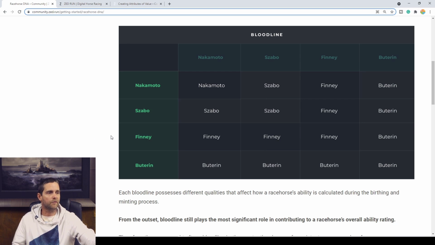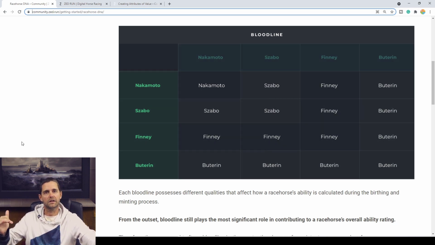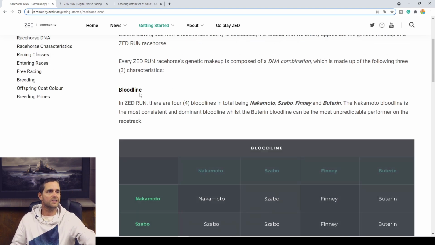Similarly, if we breed a Fini with a Buterin, of course, you get the lower level down. You get a Buterin offspring. And a Zabo with a Fini, you would get a Fini. Okay, so that's that chart there. We will go into more depth in breeding later on. At the moment, I just want to run through some of these really critical areas, as in bloodline.